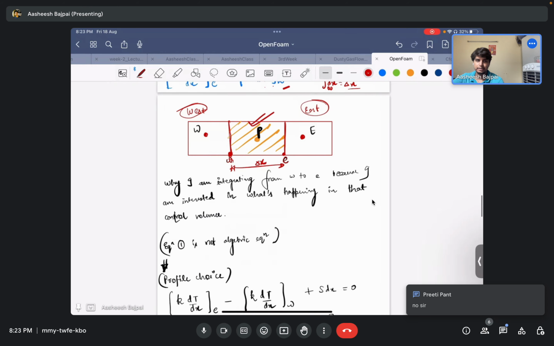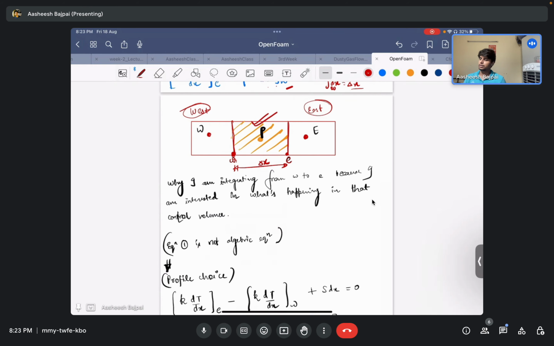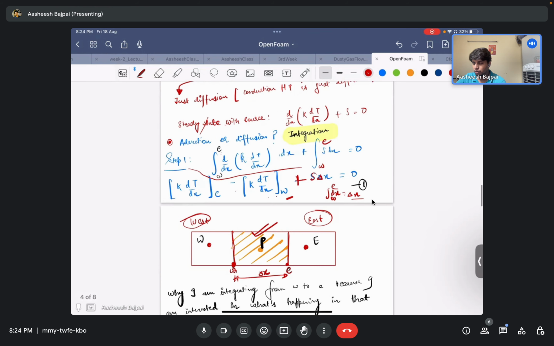So again I am explaining. In this pen, I have this section. So this section I want to know from here to here, because I have divided into some sections. I want to know the temperature here in the center. So what I will do is integrate from this point to this point. I will know what's happening inside this, and this will give me the temperature of the center. Okay, so what we are saying is that equation 1 is not an algebraic equation.